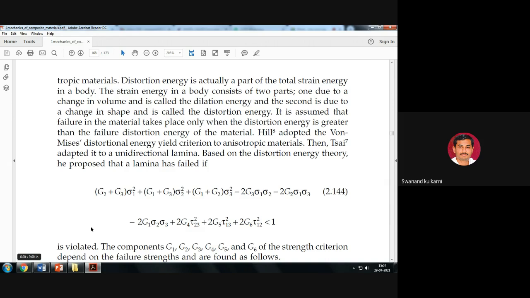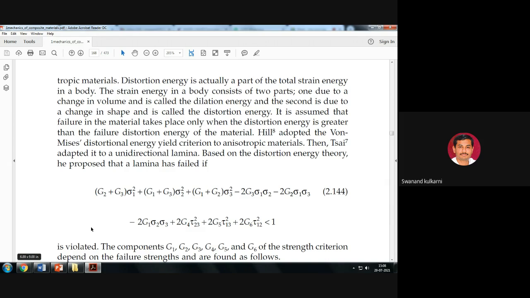With this concept, the maximum distortion energy theory of von Mises works, and the same thing is applied for anisotropic material by Hill, and that's why this theory is considered to be the Hill theory or Psi-Hill theory. Is it okay? So failure of material takes place only when distortion energy is greater than failure distortion energy. So that particular material has certain energy, but due to application of load, that energy is violated, and due to which failure occurs. Is it okay? So scientist Hill adopted the von Mises distortion energy yield criteria to anisotropic material, and then Psi adopted it to unidirectional lamina.